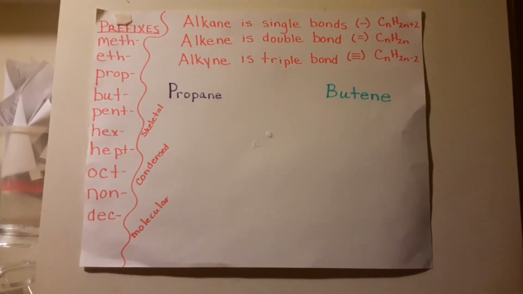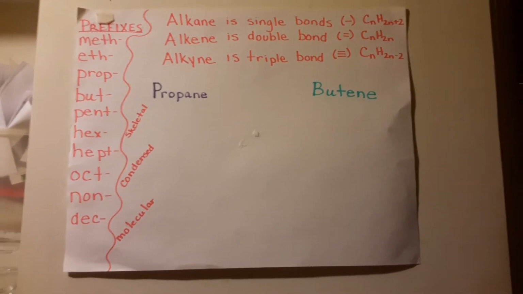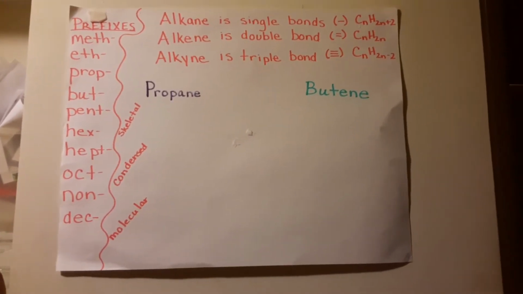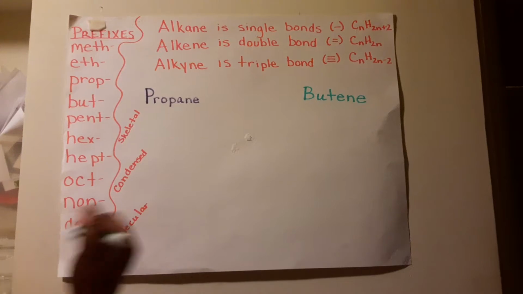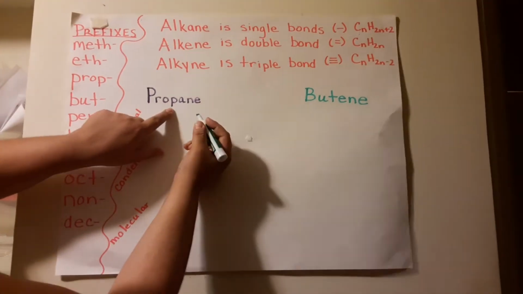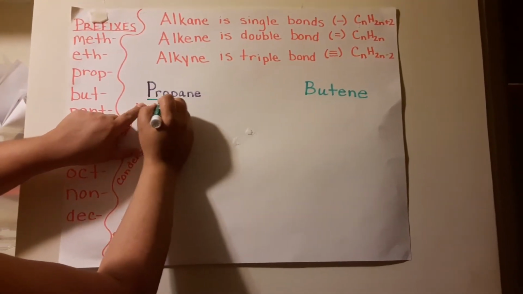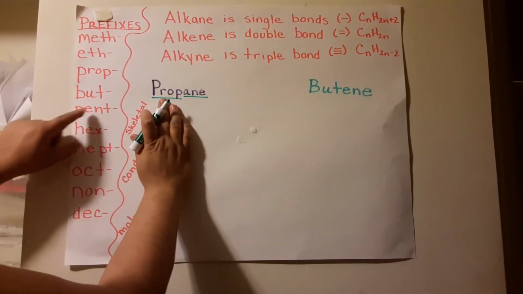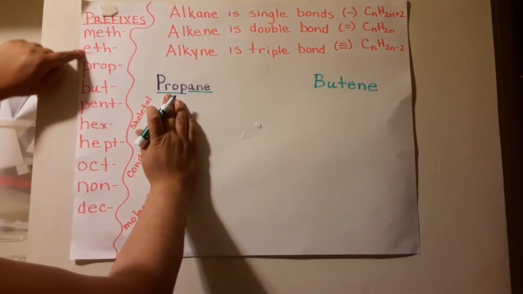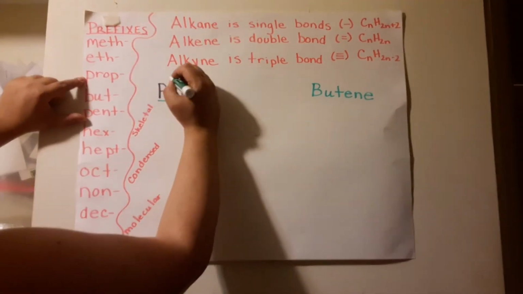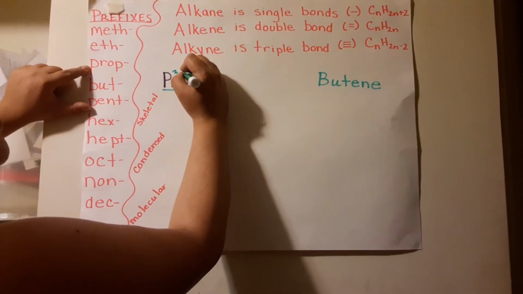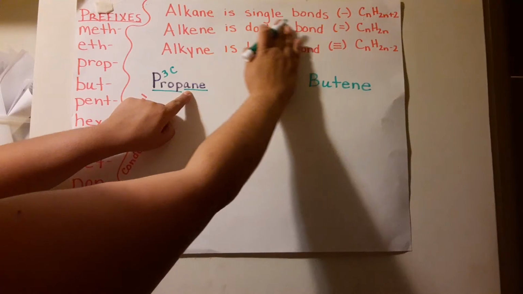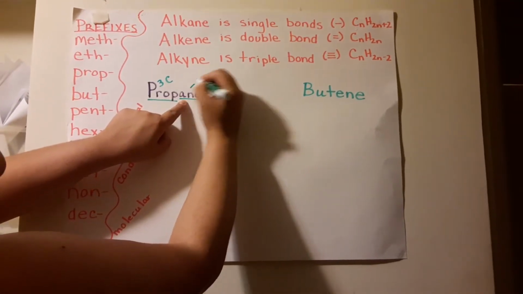So when we're doing these problems, the first thing we want to do is find out how many carbons and what type of bonds we're going to be doing. And we can do this quite simply by looking at the prefix and then our ending. So here we have prop, and if we go to our prefixes, we see that prop means there's going to be 3 carbons. And then we have ane. Ane, of course, is going to be saturated with single bonds.